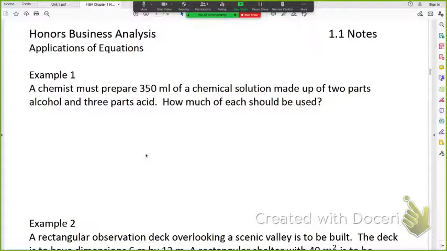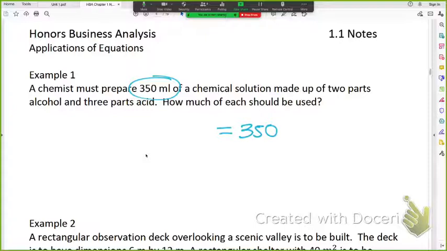First off, when I go through these, I do look for important pieces of information. What is 350 milliliters? Well, it's the total. Okay, anything that I have adds up to that. That's my total, my answer. Other important pieces of information in this question are what? 2 parts alcohol, 3 parts acid.